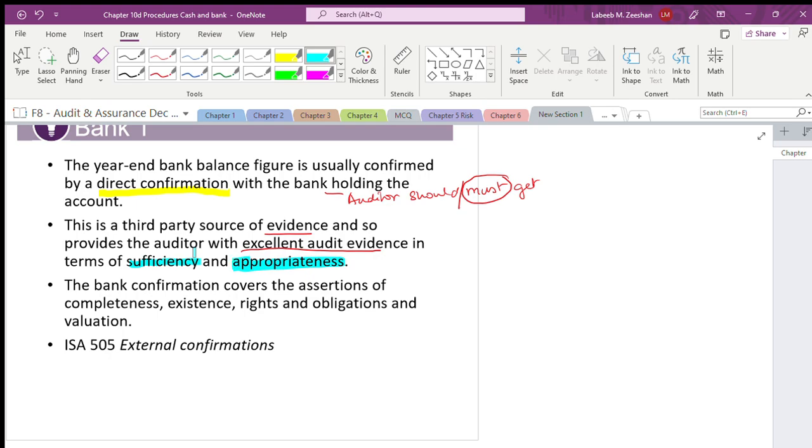Okay, once you are getting a direct confirmation from the bank, that is the end of the day. That is the end of the activity as such. The bank confirmation covers the assertions. They will talk about the completeness. They will say that it is existing. They say that this is the right of the client. And most importantly, they are going to say it is the value, the right amount. They are talking about ISA 505, external confirmation.